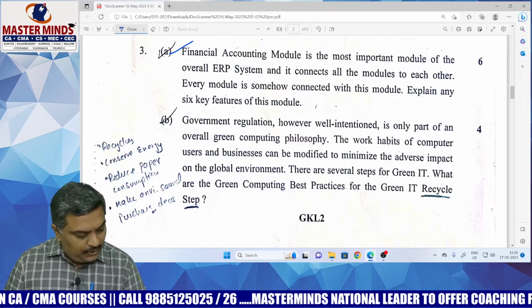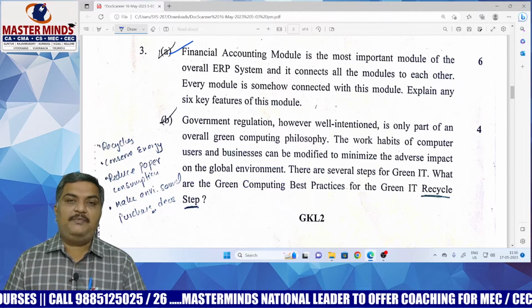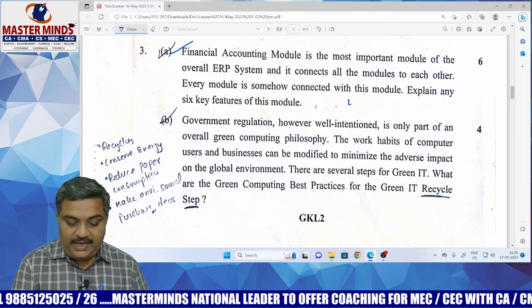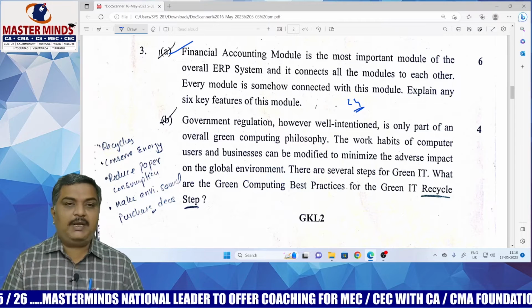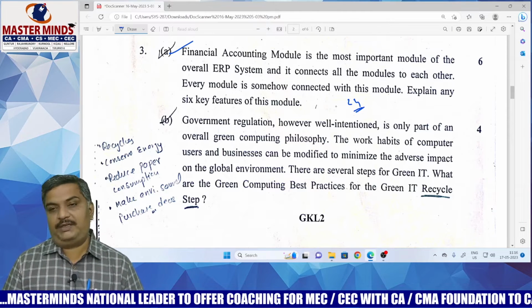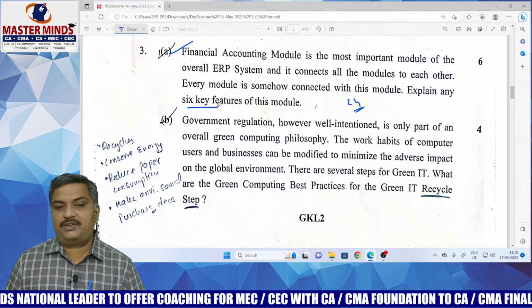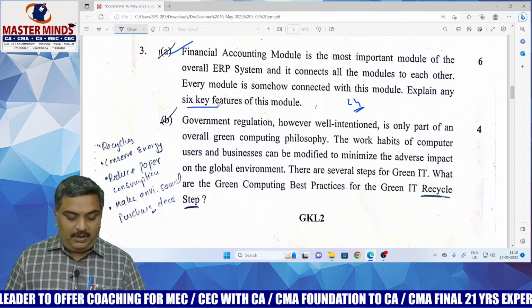And you can find this question in our financial and accounting system material in question number 24. This is question number 24 in our finance and accounting systems module. And now coming to the point, what you have to write. See, again I am telling you, here it is asked, explain any 6 key features. So 6 key features, 6 marks.